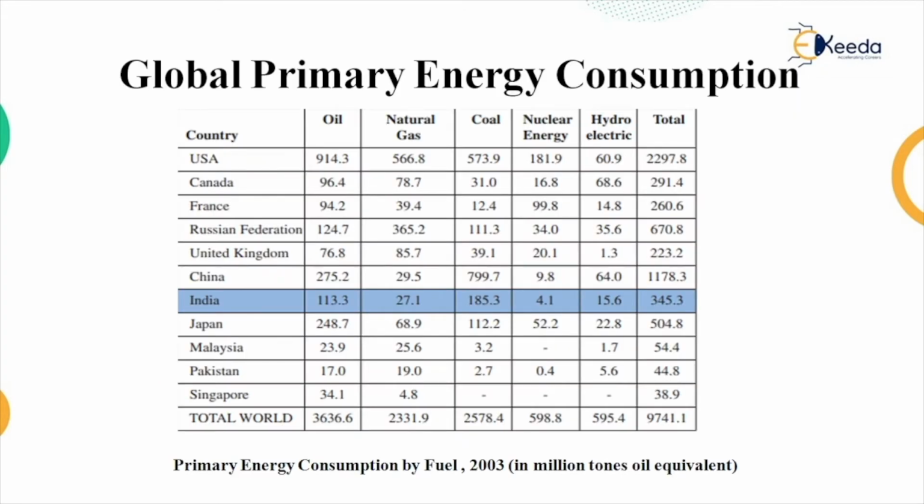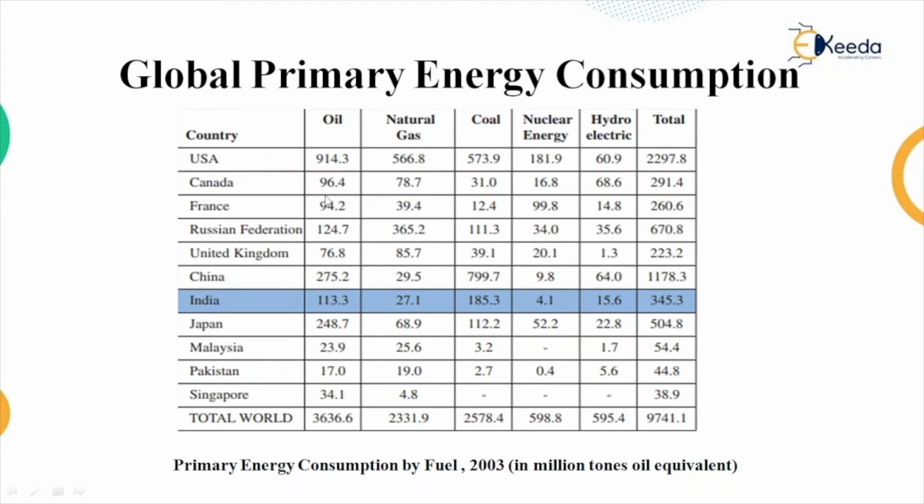Then we discuss global primary energy consumption. If we compare some of the countries, the output of any country depends on its energy consumption. This is a chart of primary energy consumption by fuel in 2003. The USA has the highest energy consumption among all the countries in 2003. Then Canada, France, Russia, UK, China, and then India.